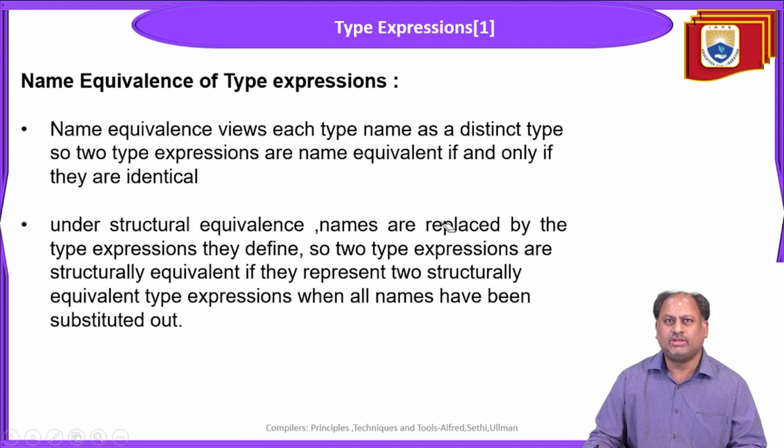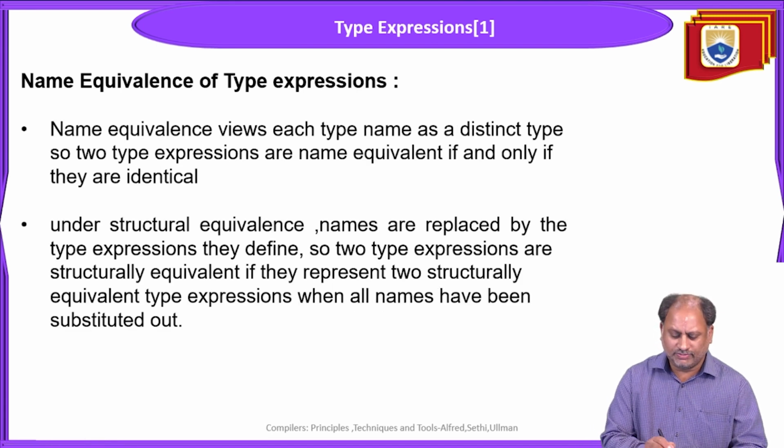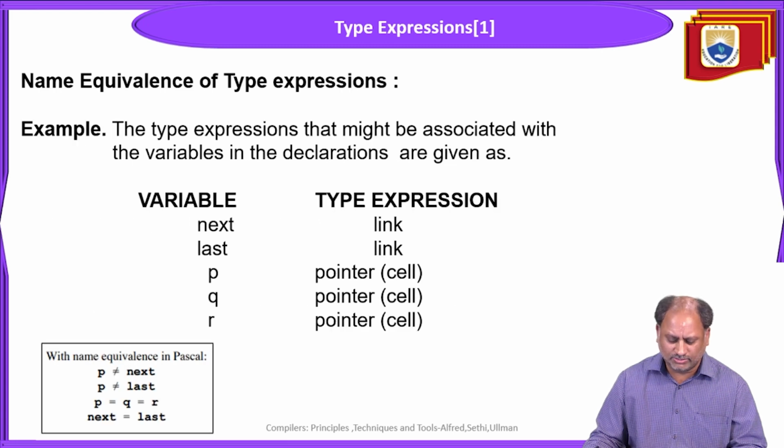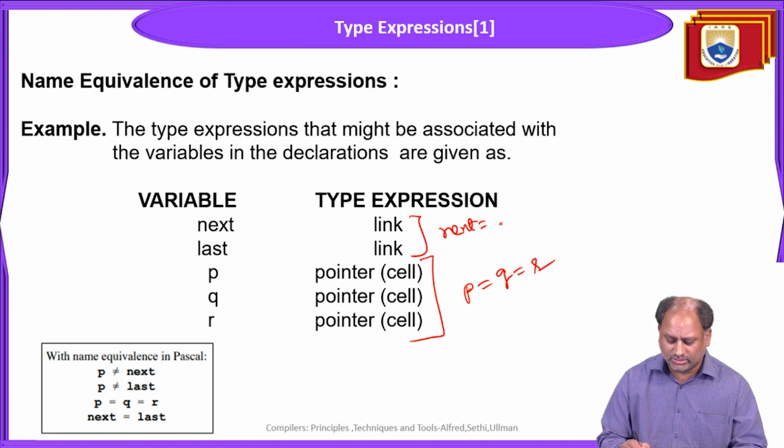So name equivalence means it verifies each type name, whether they are type equivalent or not. Previously, in structural equivalence, we verify the type expressions. Instead of the type expression, here the names of the type expressions can be verified. So some are different and some are the same. That can be verified with these cases: P equal to Q equal to R. These two are equal, that's why next is equal to last.